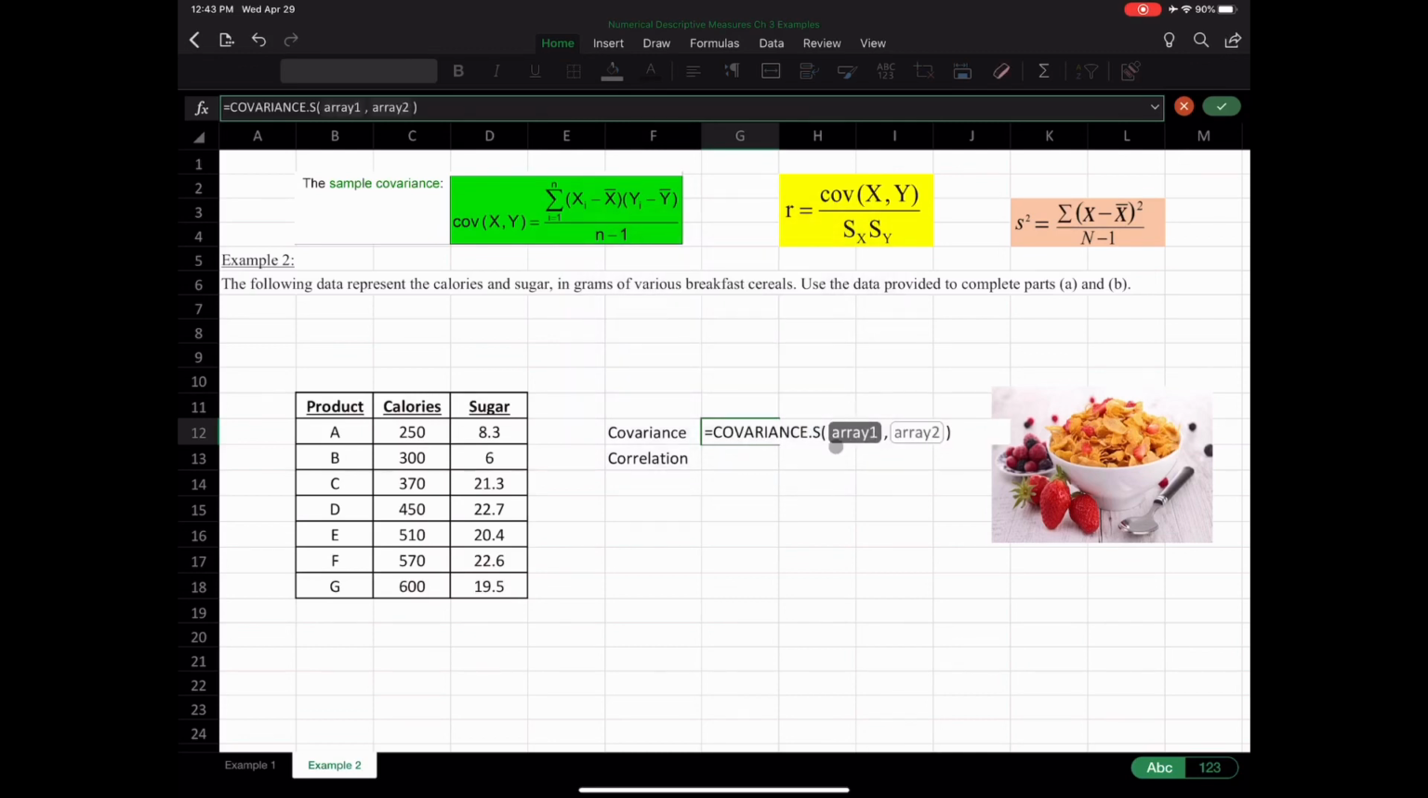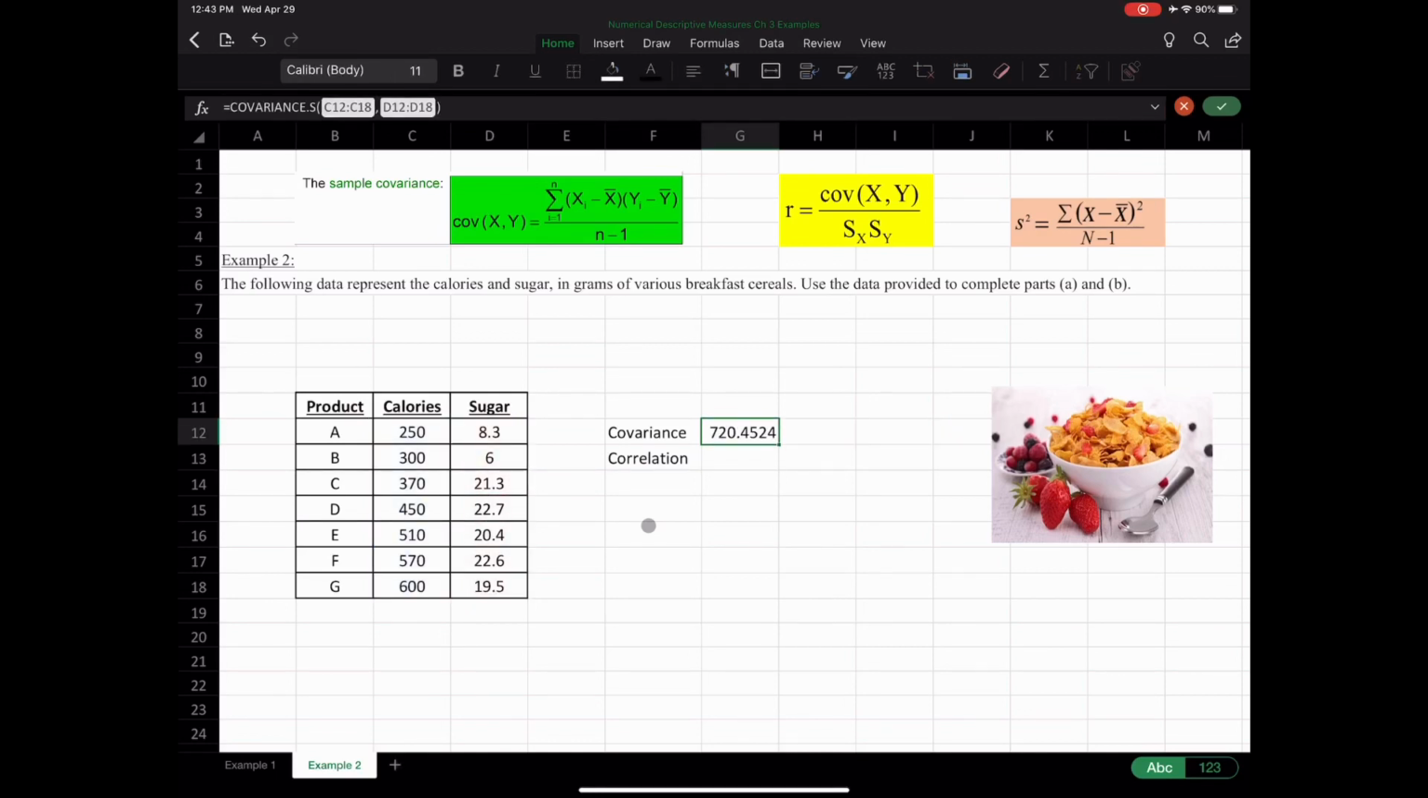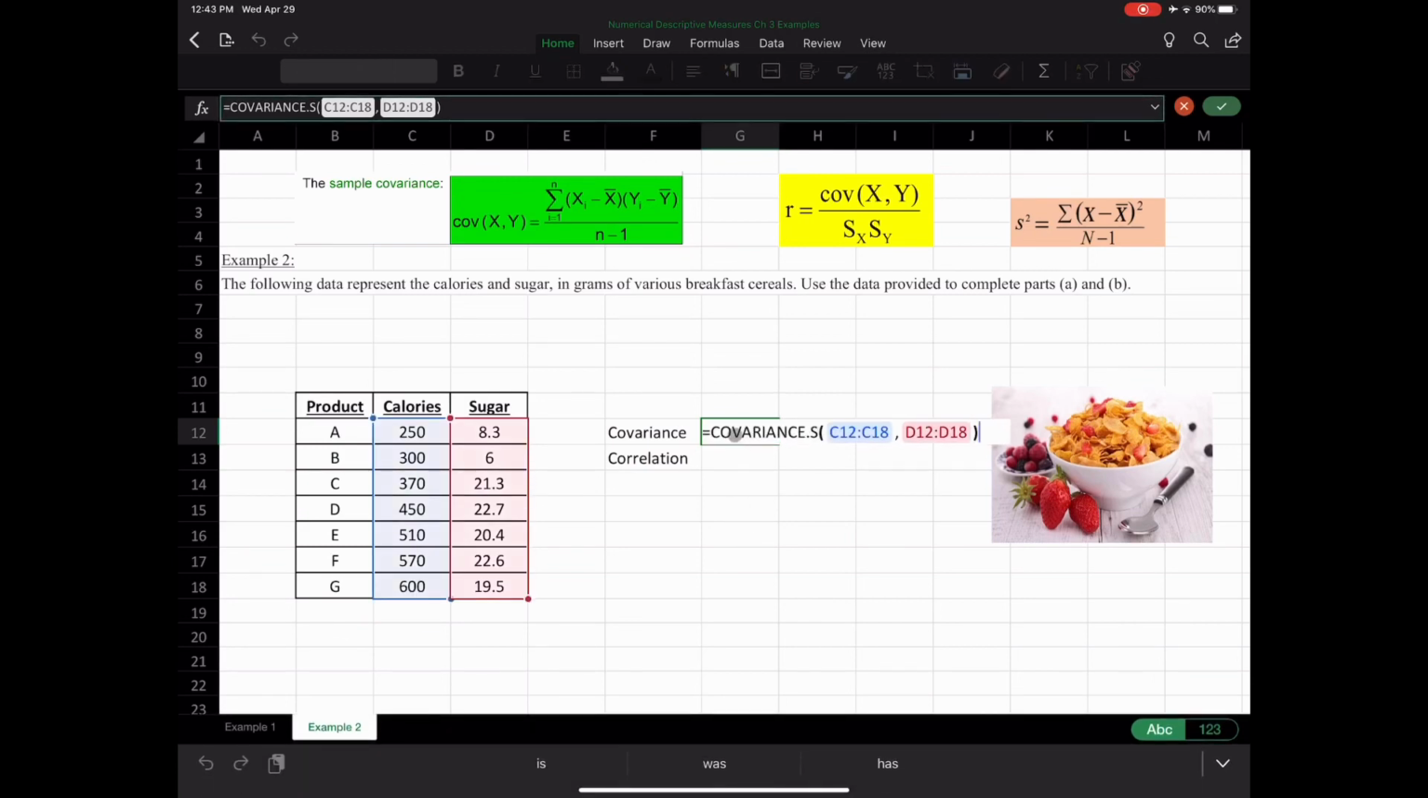Then it will ask you for array 1. Array 1 is your calories, so we're going to highlight the data from C12 to C18, comma, and then it will ask you for array 2. Array 2 is your sugar, so that's D12 all the way to D18. Then we press enter, and this will give you the covariance. So COVARIANCE.S, then we highlight the first data set, calories, and then the second data set, sugars.